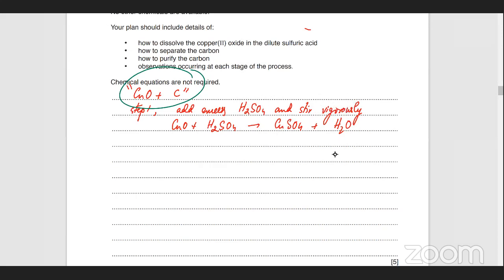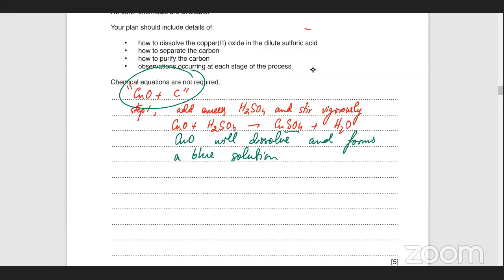So what's going to happen? Copper oxide will dissolve and forms a blue solution क्योंकि this copper sulfate is a blue solution. Remember, ये ऊपर ना उसने लिखा हुआ था कि observations occurring at each stage of the process, they're also supposed to be mentioned. So I'm going to write down, copper oxide will dissolve and forms a blue solution.